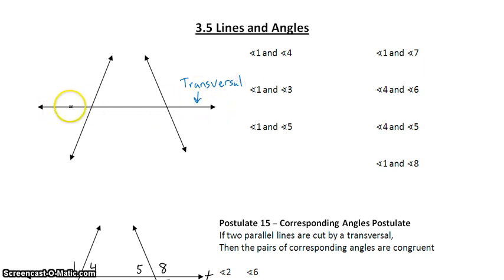I'm going to label this transversal T. Notice I'm using a lowercase letter to label a line. The two lines that are intersected by the transversal, I'm going to label R and S. When a transversal intersects two other lines, 8 angles are created. I'm going to label those 8 angles.